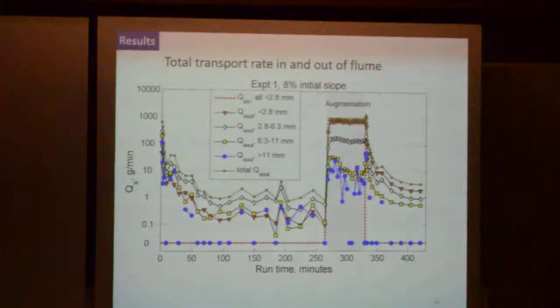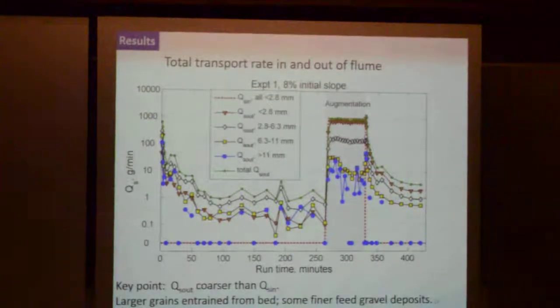And so we're entraining sediment from the bed. We're also, since the flux out approximately matches the flux in, depositing some of the finest size class on the bed. So even though the mass flux rapidly adjusted, the actual grain sizes are still kind of changing during that pulse. And that's the main point there, is that during these sediment pulses, you can still get grain size changes on the bed and of the transported sediment.